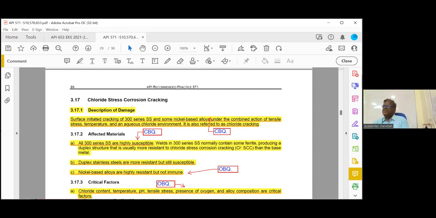So go for low hydrogen, low chlorine electrodes. And NDT, again, because it is a stainless steel, we cannot go for MT. Eddy current techniques are preferred techniques. PT also we can. Okay, so these are the.